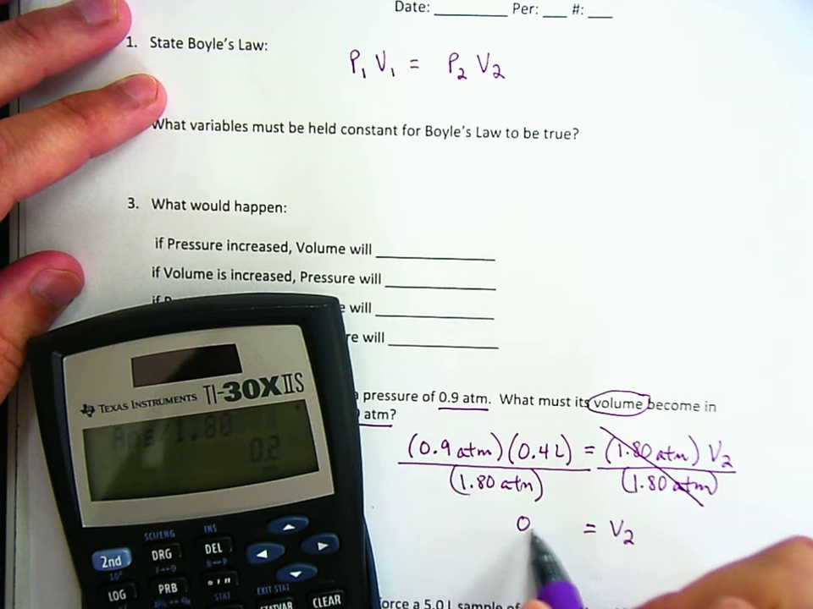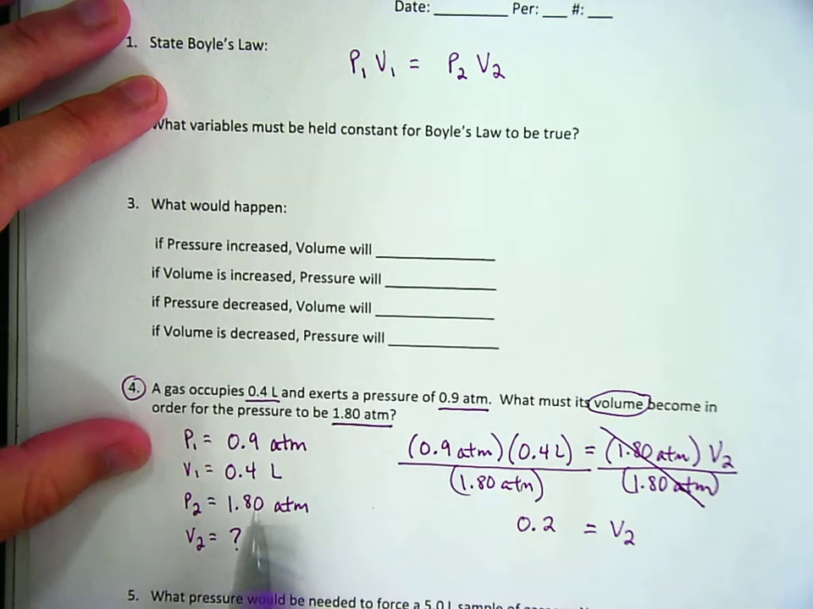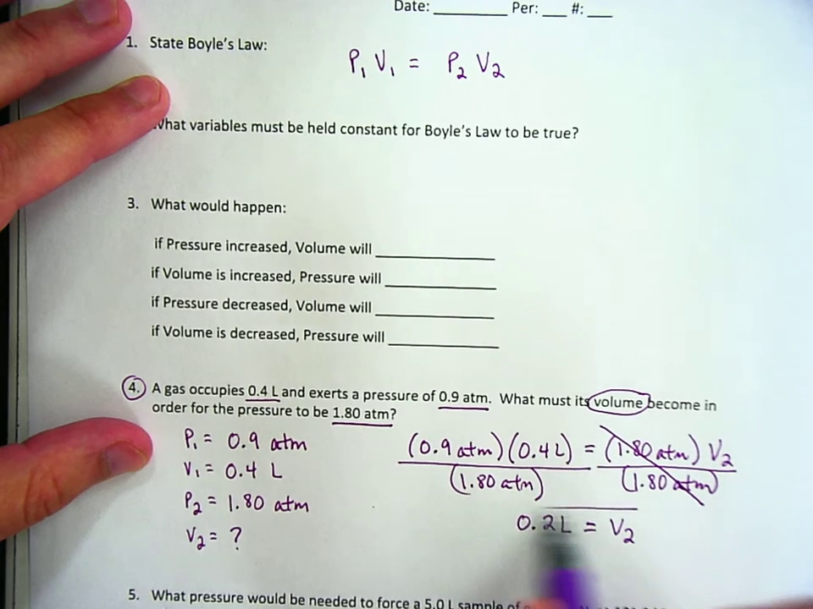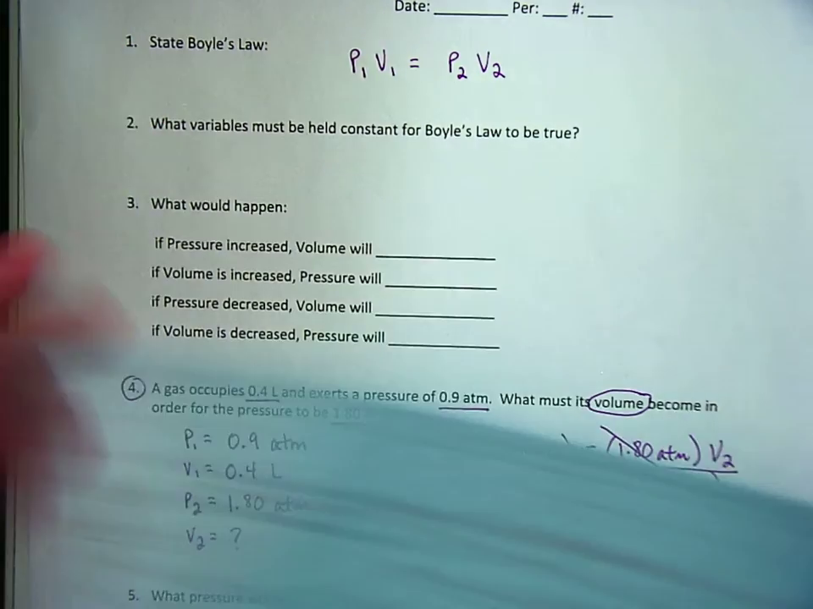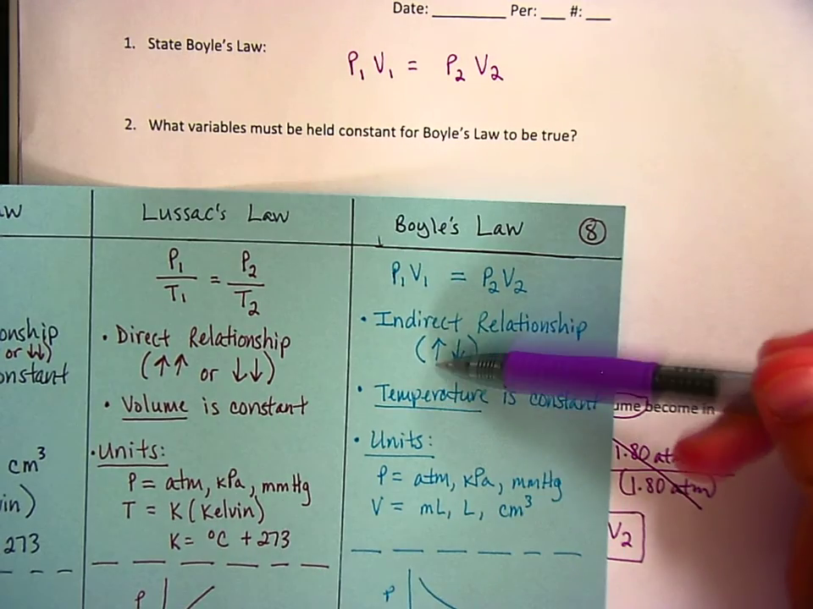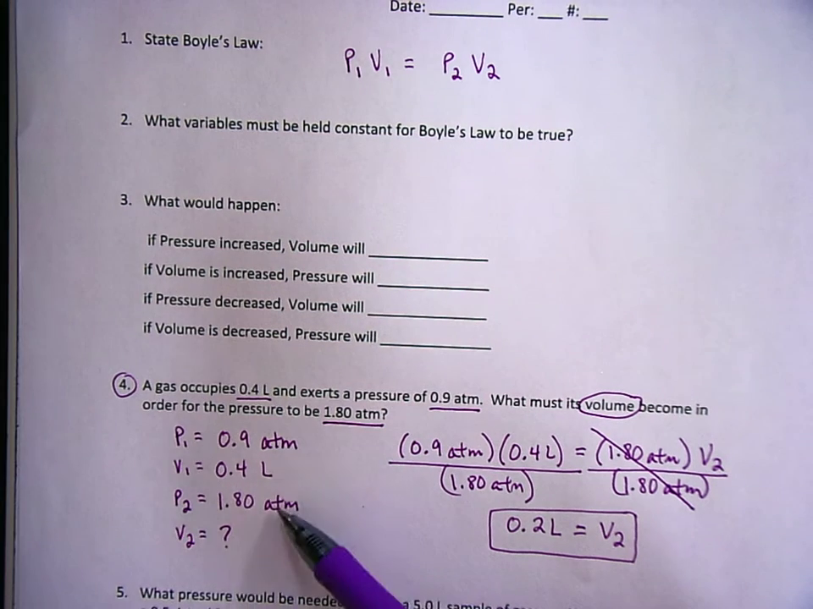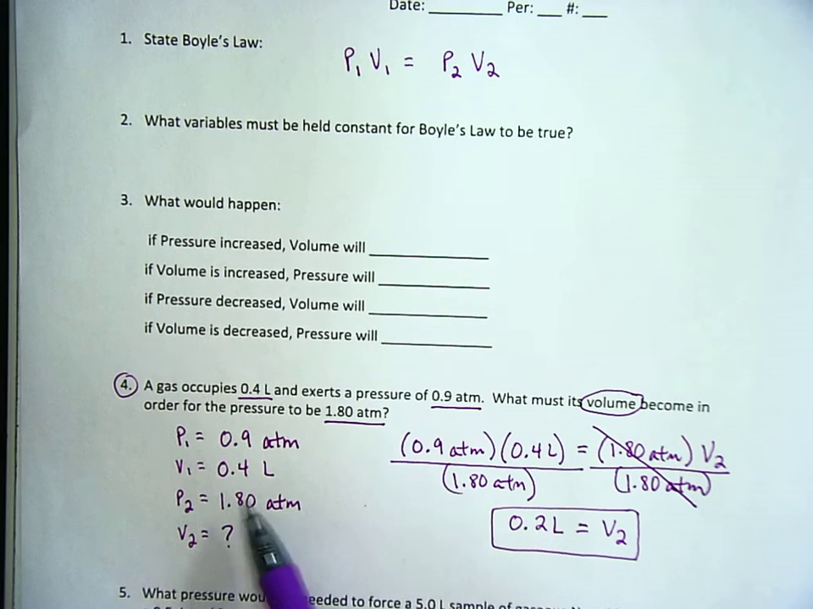0.2. Now this is a volume, and the volume we were given is in liters, so it has to be the same unit, liters. That makes sense to me because of our Boyle's Law indirect relationship: if one variable increases, the other has to decrease. Pressure increased, so therefore volume must decrease, and 0.2 is a decrease from 0.4. Not much of one, but it's still a decrease. And so there's your example on how to solve for Boyle's Law.